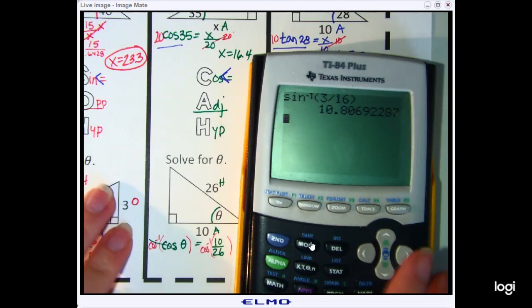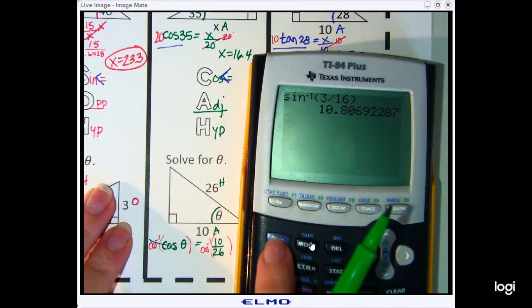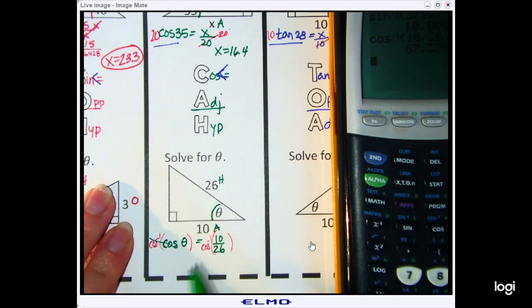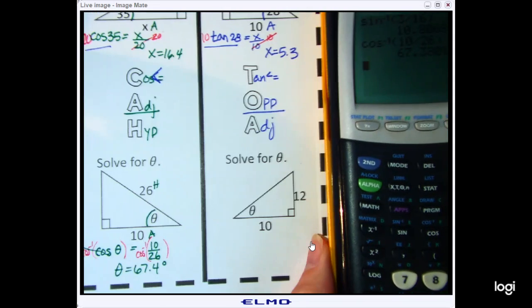All right, I'll pull my calculator over here so we can see that again. Inverse, second, cosine. Excuse me. We'll just type in our ratio, 10 divided by 26. Close your parentheses, hit enter, and we get 67.4 degrees. And our last problem.